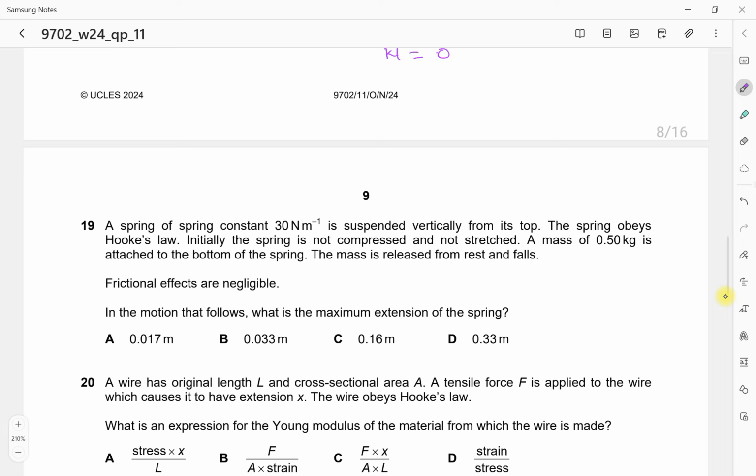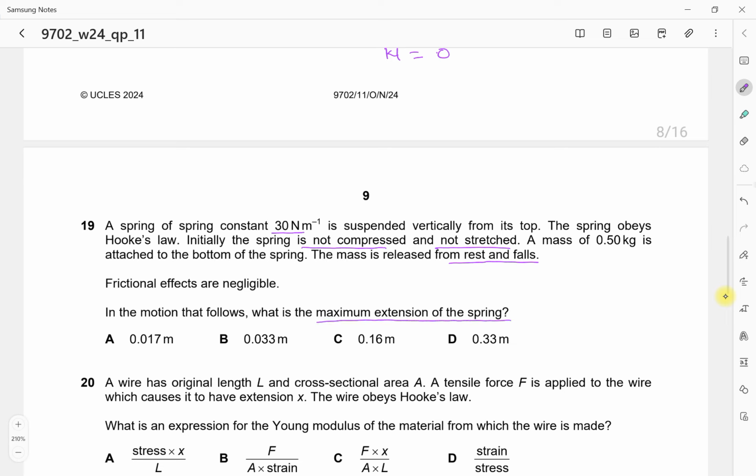A spring of spring constant 30 newtons per meter is suspended vertically from its top. The spring obeys Hooke's law. Initially, the spring is not compressed and not stretched. A mass of 0.5 kilograms is attached to the bottom of the spring. Remember, it was not compressed nor stretched, but then the mass is released from rest and it falls. Frictional forces are negligible. In the motion that follows, what is the maximum extension of the spring?